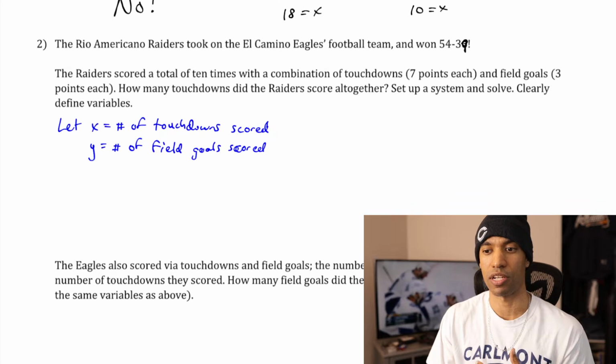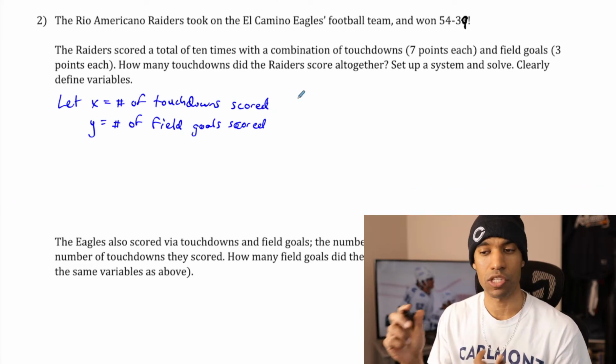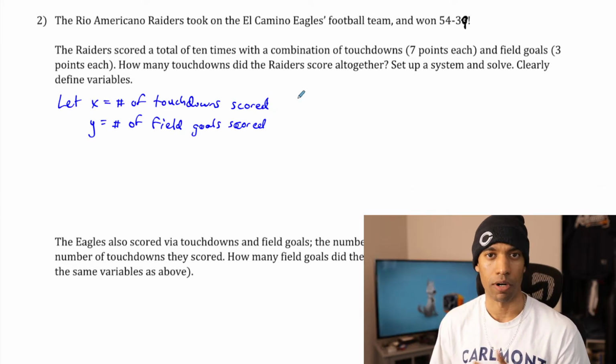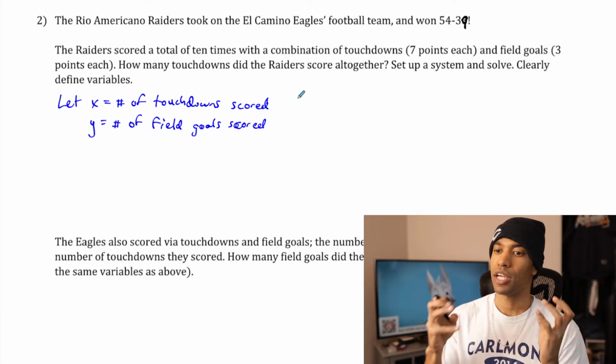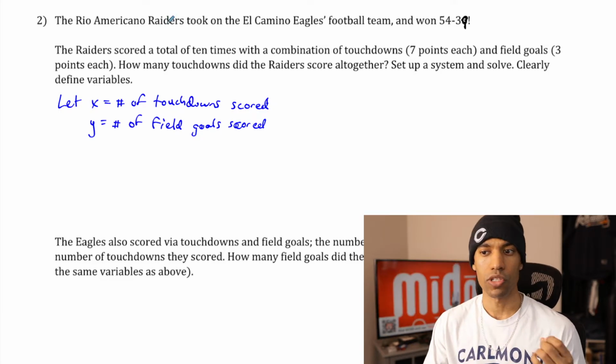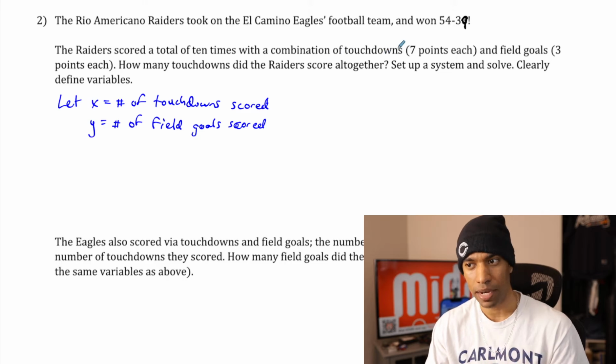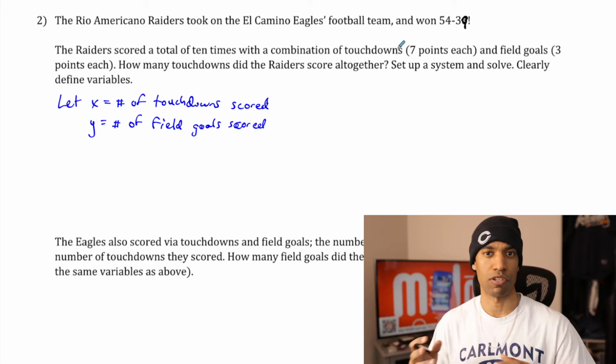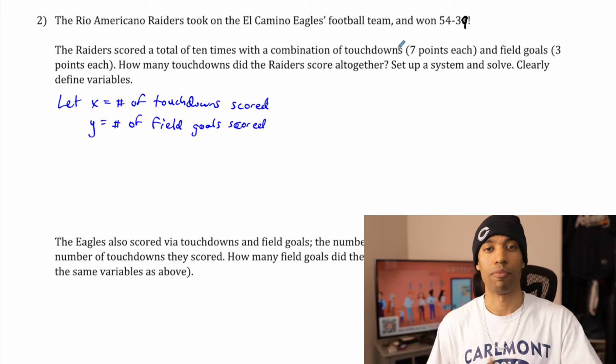Their specific number of touchdowns and field goals. This isn't a rate, where they scored a certain number of touchdowns per quarter or per minute, anything like that. There's a combination here. They scored a total of 10 times with a combination of this. You're going to combine number of touchdowns and field goals. You're going to combine number of points from touchdowns and field goals.